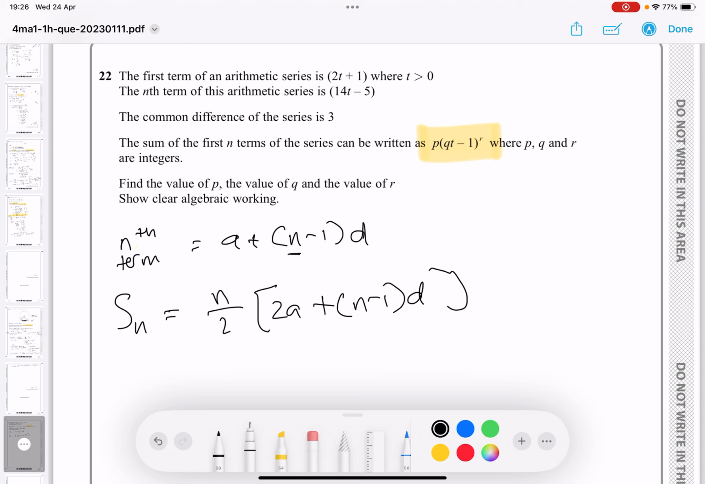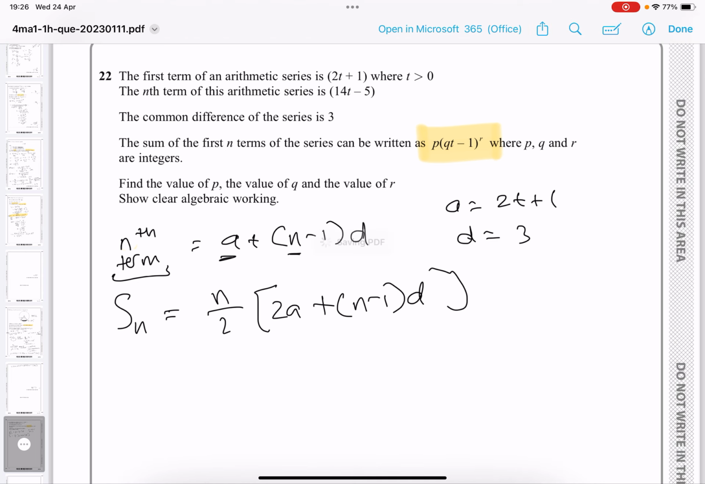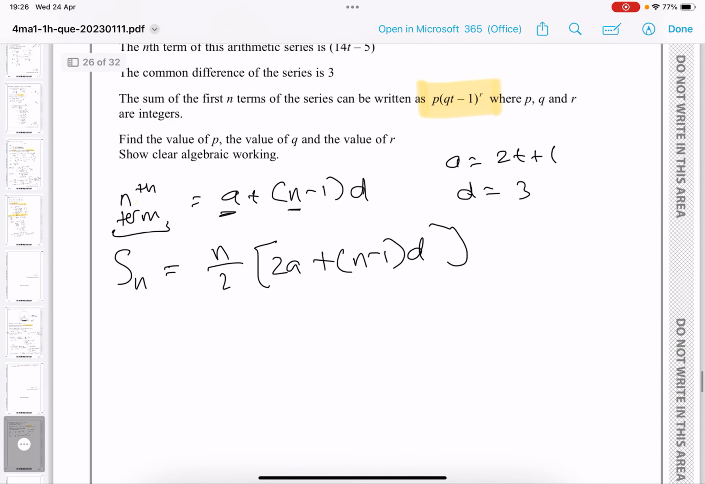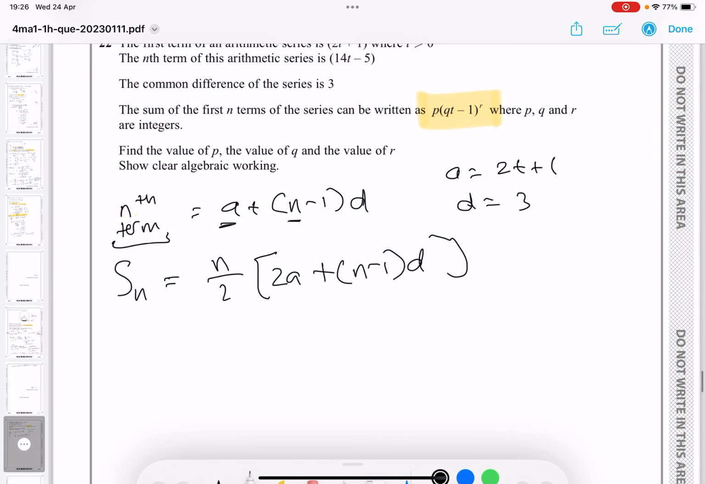Now, let's label the variables. Let's identify what each of the variables are. The first term is 2t plus 1. So that's going to be a. A stands for the first term. So a equals 2t plus 1. The nth term is 14t minus 5. So that's what this is. And we're going to work that out. We're going to work out what this is using a, d, and this. The common difference is 3. So d, which is the common difference in both of these equations, is 3. Now let's work it out. Let's start off by using the first equation.